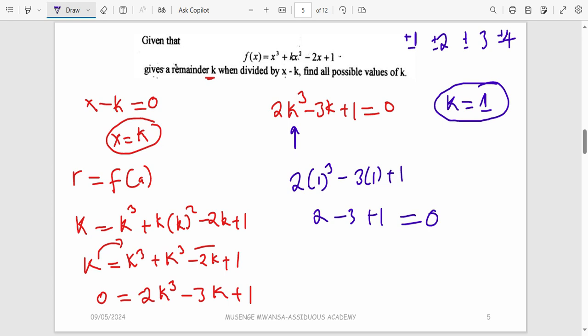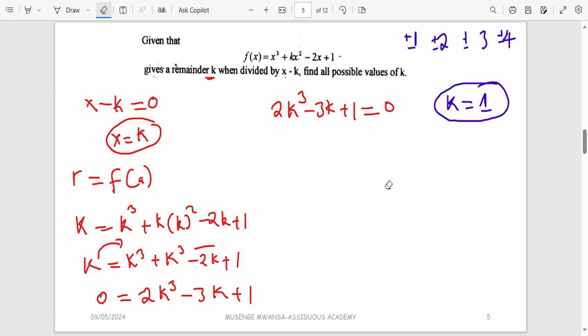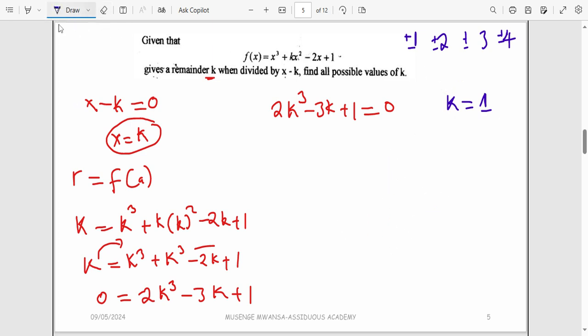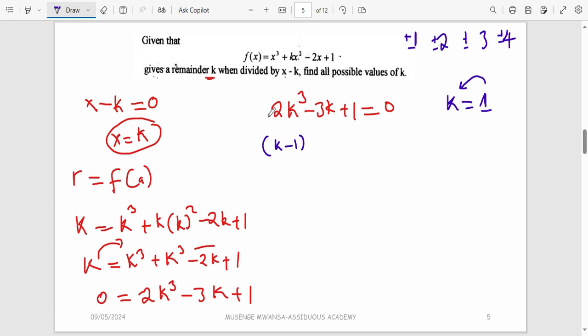It is a factor. Why? Because when we substituted 1 in the function, it has given us 0. So remember what I said when something is a factor. It means this was actually supposed to be k minus 1. But then we need to find another factor that we should be able to multiply with k minus 1 for us to be able to get this.